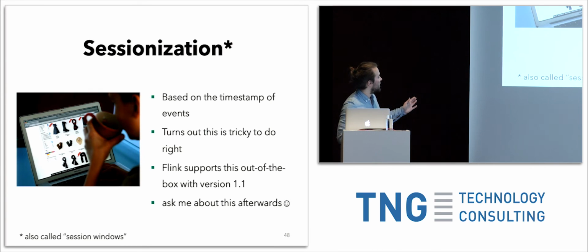And for this, you have to basically do the windowing based on the timestamps of these user events. And it turns out that this is quite tricky to do. I can't go into too many details here, but you can come to me afterwards if you're interested. But it turns out that doing sessionization based on these timestamps, if you're not sure that the elements arrive in the order of the timestamps at which they were produced, is quite tricky. But with Flink, we have support for this out of the box with the next version, 1.1, which should be out in a while, maybe a few weeks.